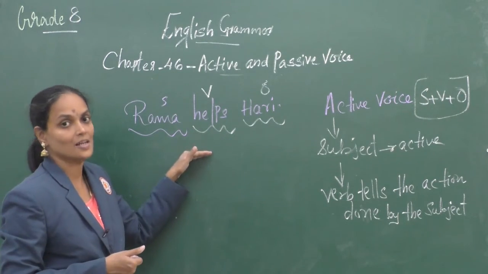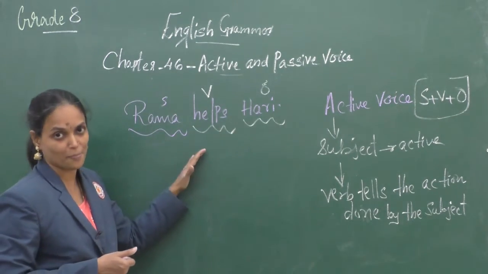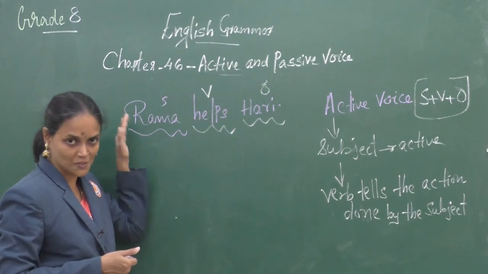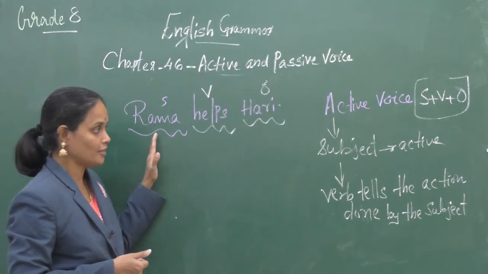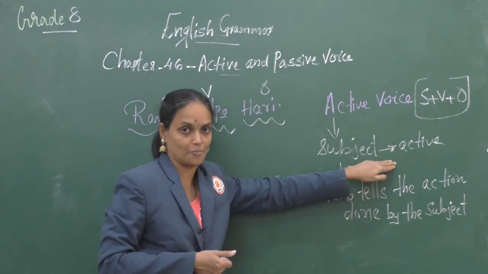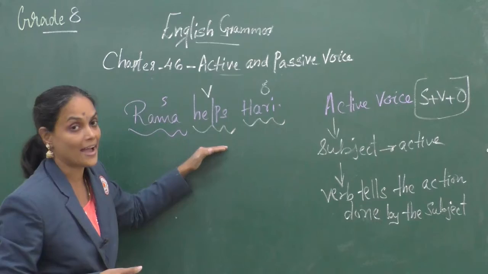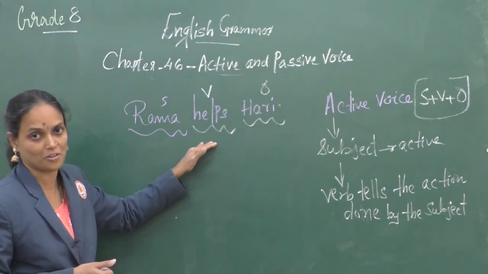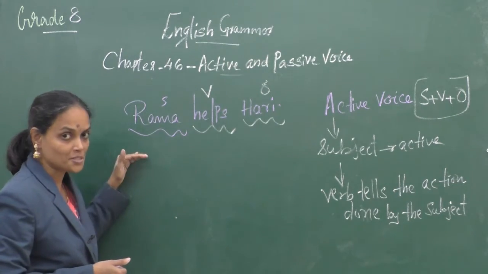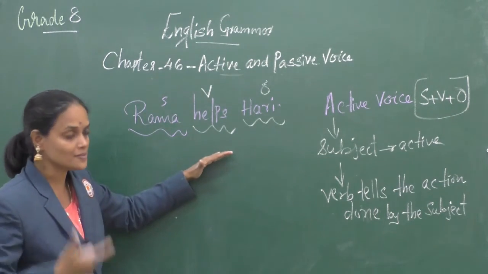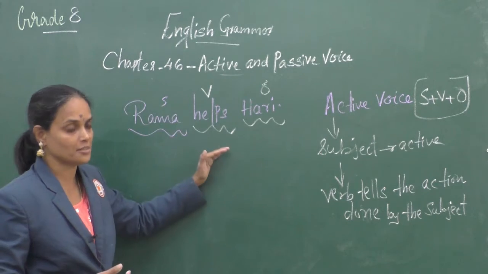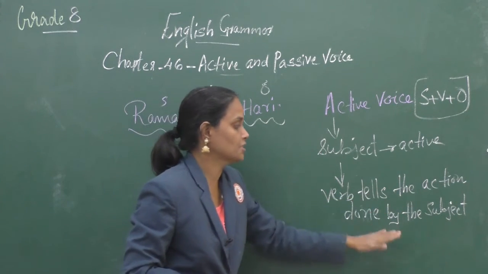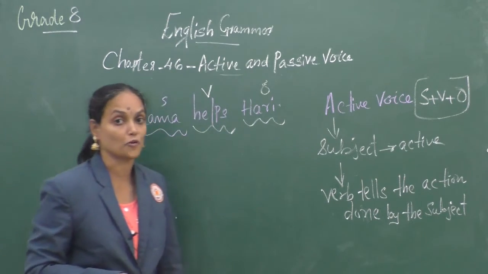Here in this sentence, the whole sentence talks about the subject Rama. Correct? The emphasis goes to the subject Rama. Fine. So the subject is active because the subject does an action here. Rama does an action here. Rama helps someone. Fine. So the subject is the doer here who does an action. It's clearly mentioned here. Third one, the verb tells the action done by the subject in an active voice sentence.